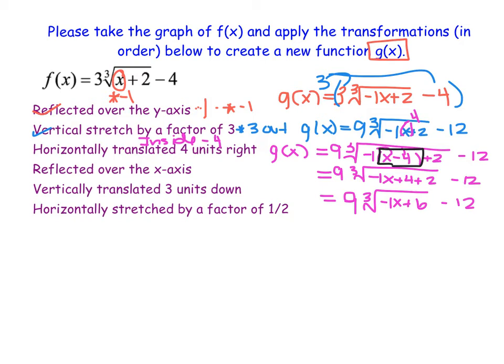That is the trickiest part of this, is paying attention to those horizontal translations and remembering that we have to put x inside of parentheses and distribute something if there is a coefficient in front of that x.